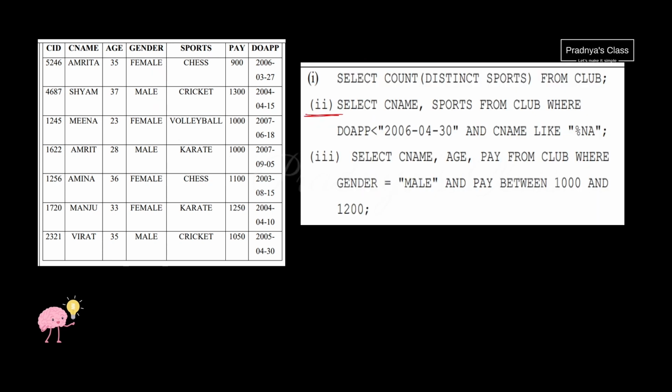It's time to read the second query. Select CNAME, sports. Look at the where clause. This is the first condition.